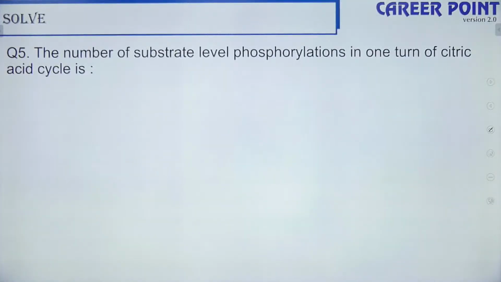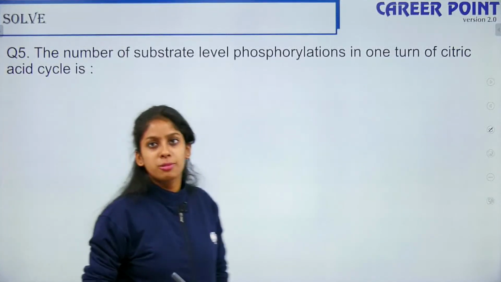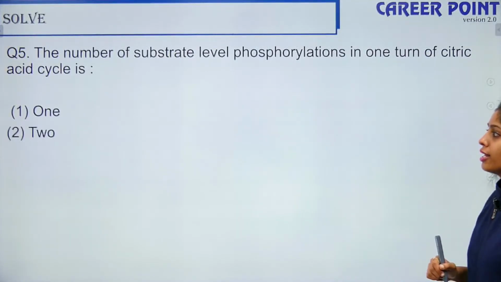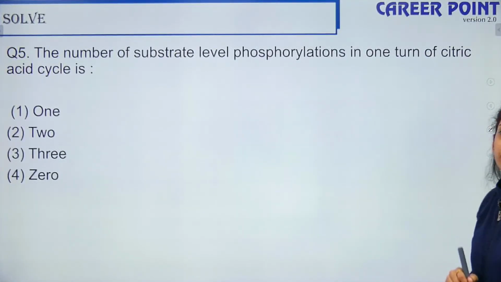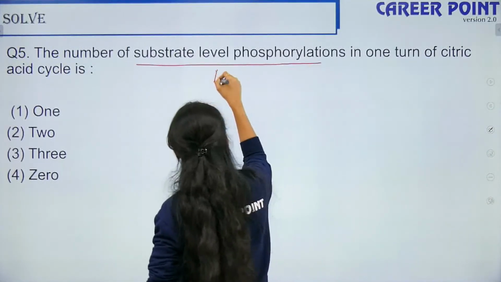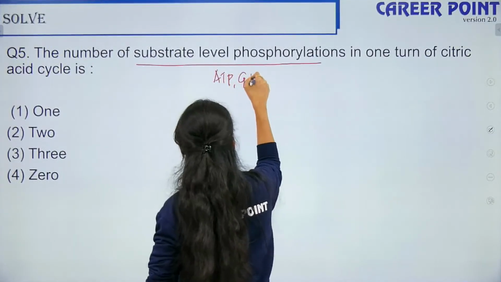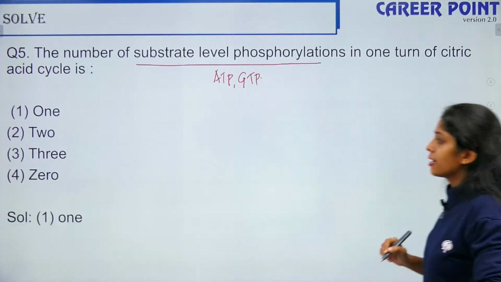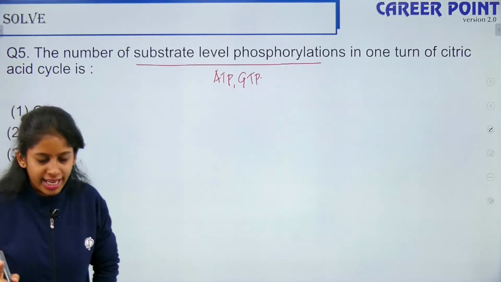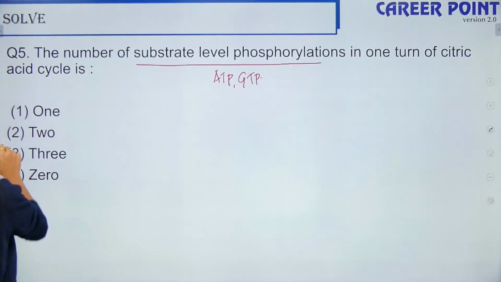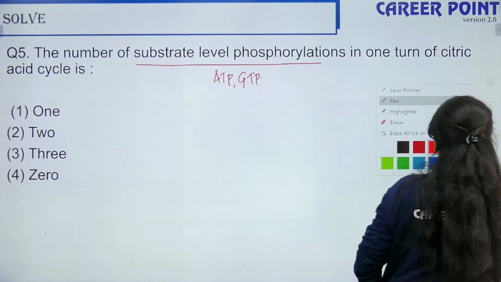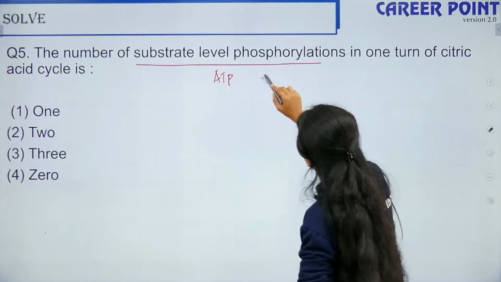Yes, question 5. The number of substrate level phosphorylations in one turn of citric acid cycle is 1, 2, 3, 4. So substrate level phosphorylation talks about your ATP or your GTP. So that is substrate level phosphorylation. So it basically talks only about your ATP. So please do not confuse with your GTP. So substrate level phosphorylation is only with respect to your ATP. So GTP will not come.